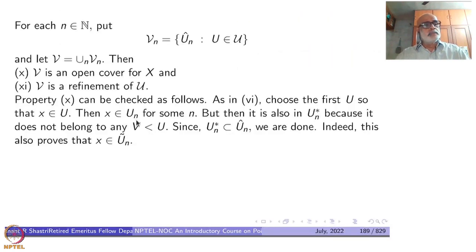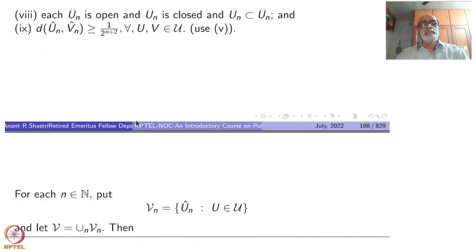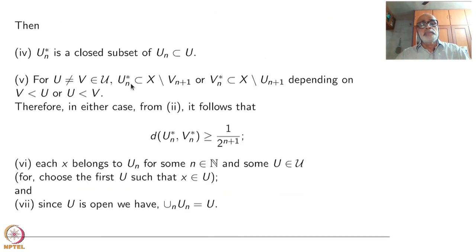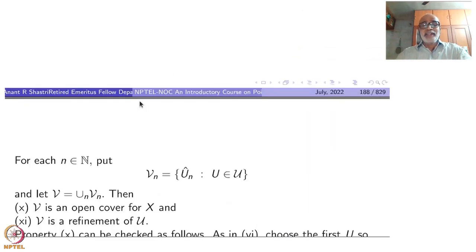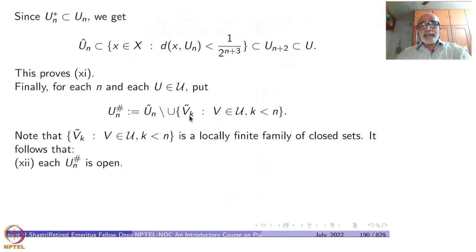Sir, I have one more question here. Starting with the open cover, first we made U n stars, the collection of which is also a cover for X, but that was not open, that's why you consider U n hat. Right, they are closed subsets actually. And this U n hat collection was the open refinement, but that may not be locally finite. So that's why you are coming to U n check, right? Yes, precisely. Subtracting these V k twiddles will make U n check locally finite. We'll see that.